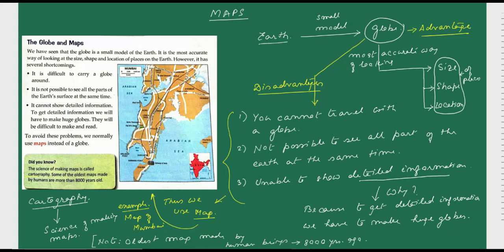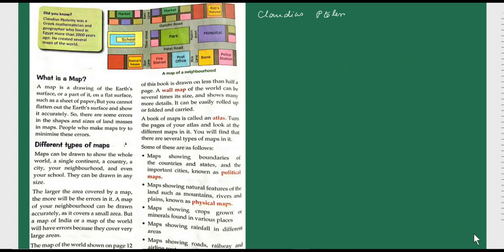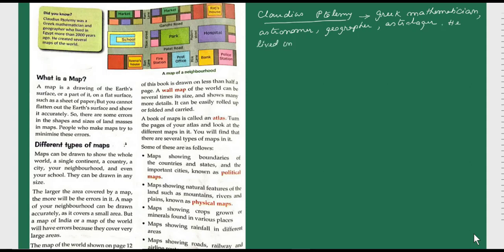Now, there is the man Claudius Ptolemy. He is a Greek mathematician, astronomer, geographer, and astrologer too. He lived in the city of Alexandria in the Roman province of Egypt. He was born in 100 AD and died in 170 AD.